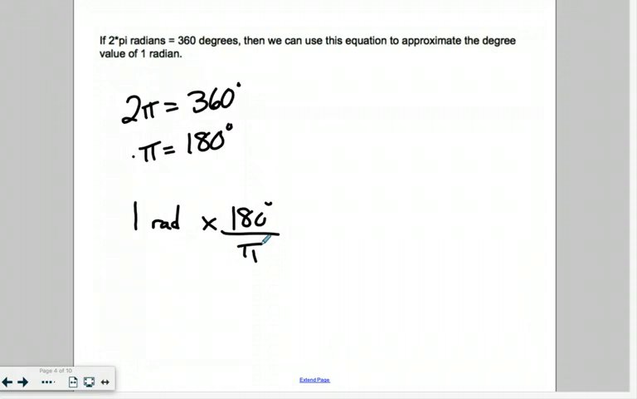Okay? What we're essentially doing here is we're multiplying by essentially 1. Because if pi is equal to 180 degrees, if you put them over each other, it's just the same thing divided by the same thing, which is 1. So you're just trying to find a different way to do this. So if you were to do this multiplication, 1 times 180 over pi, you can get an approximate value of 180 degrees divided by pi, approximately 57.3 degrees. Right? So 1 radian is approximately 57.3 degrees. And that's kind of what we're going to use here when we're converting between radians and degrees.